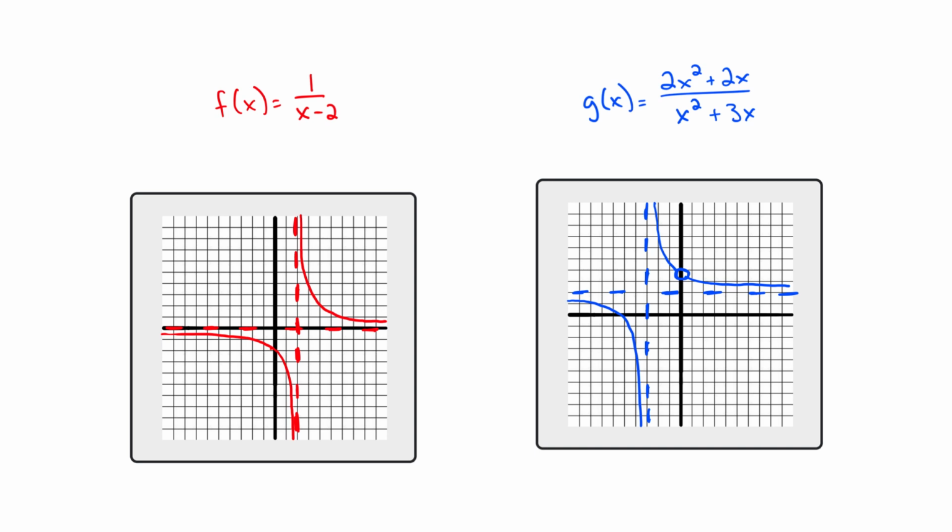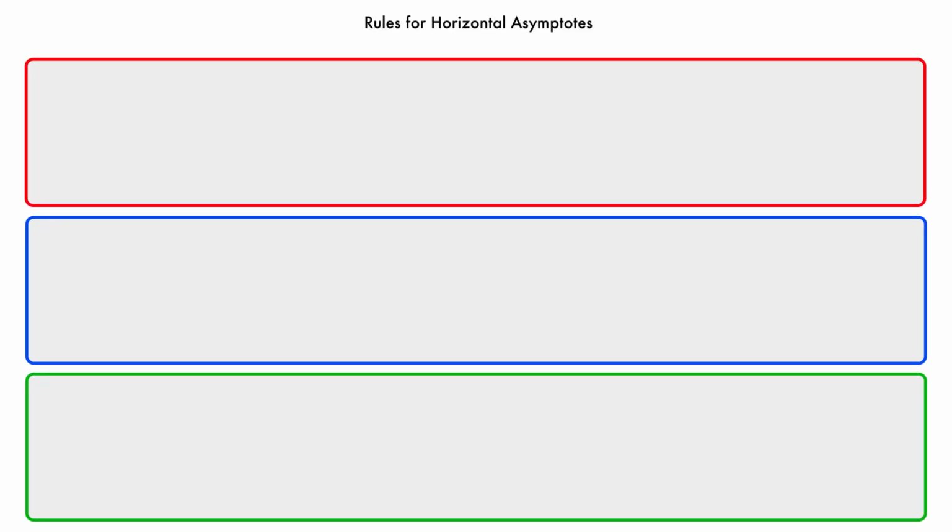These are key features that all technology, at least at this point, does not know how to show you. If you use Desmos, a graphing calculator, even the fancy TI-89s, they do not show you where asymptotes are. You have to be able to recognize when they're going to show up and where they're going to be. This is a gap that thus far technology hasn't bridged yet. So how do we find horizontal asymptotes?